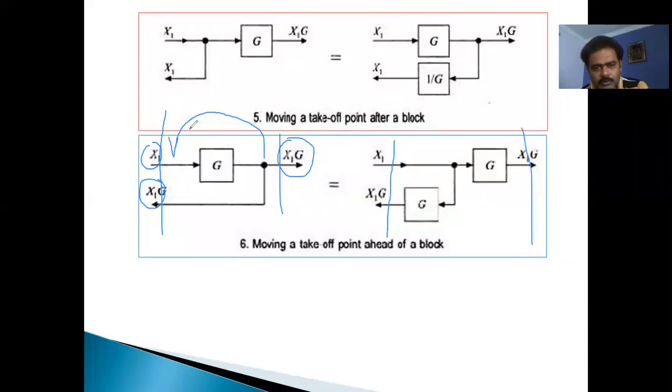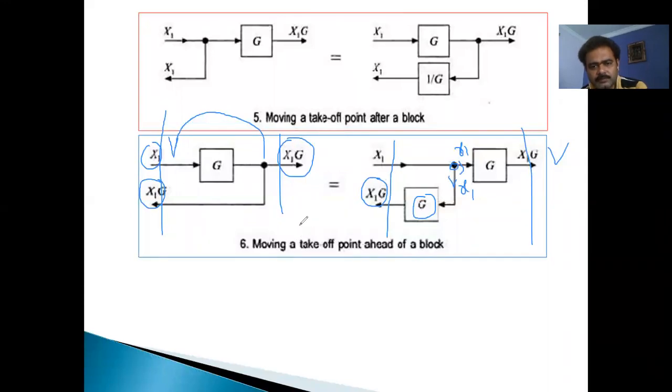Now if I want to move this takeoff point ahead of this one, the input to the block is x1 because of the takeoff point. Here it is also x1. So the output is fixed, x1 into G. Input is x1, so the block gain is G. Input is x1, gain is G, output is x1 into G.